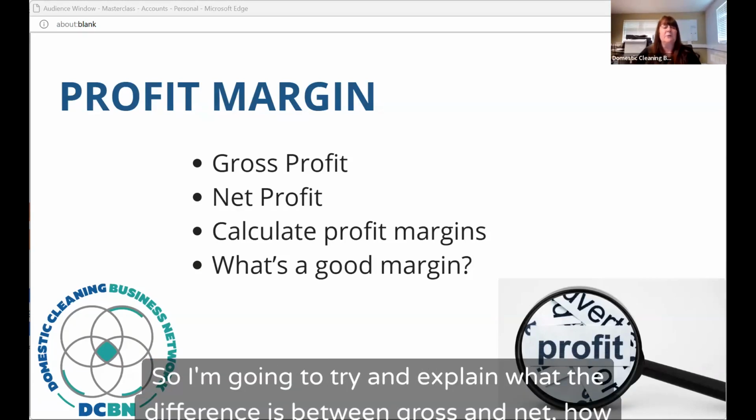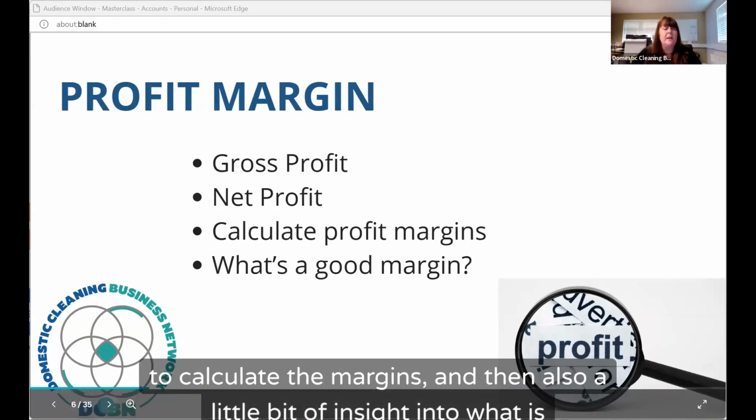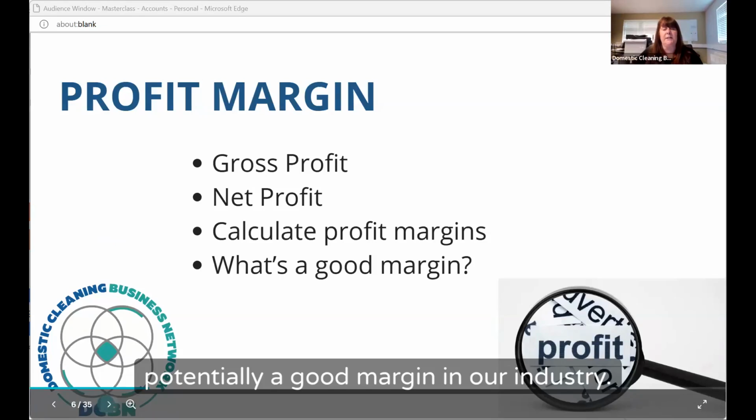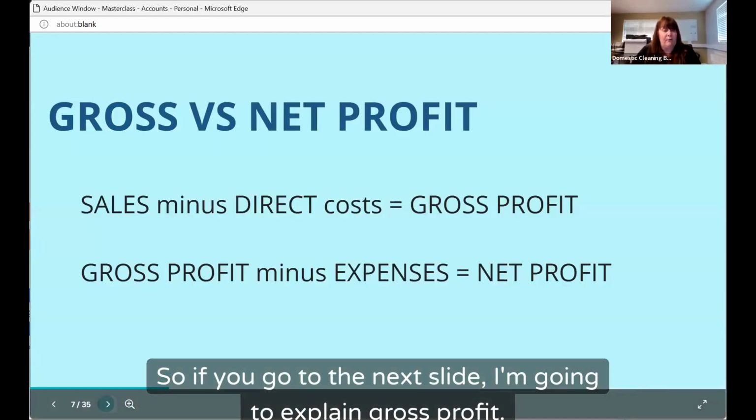So I'm going to try and explain what the difference is between gross and net, how to calculate the margins, and then also a little bit of insight into what is potentially a good margin in our industry. So if you go to the next slide, I'm going to explain gross profit.